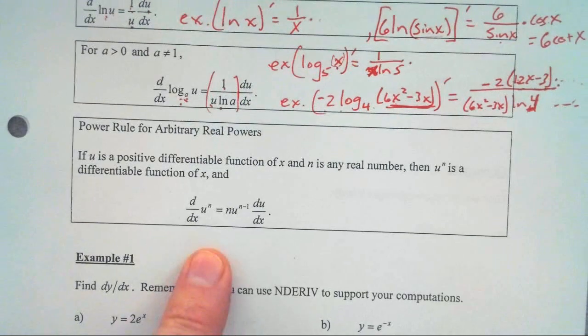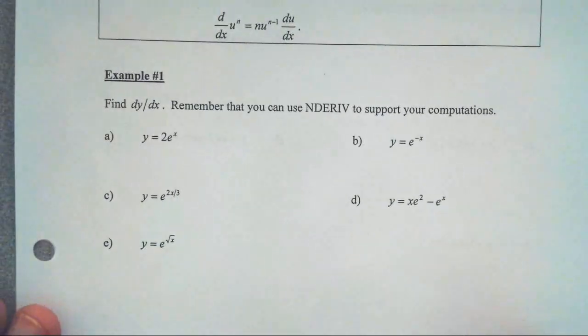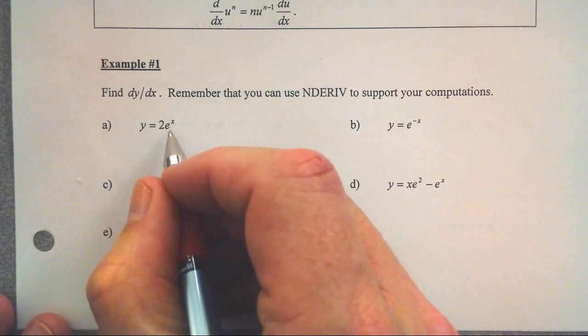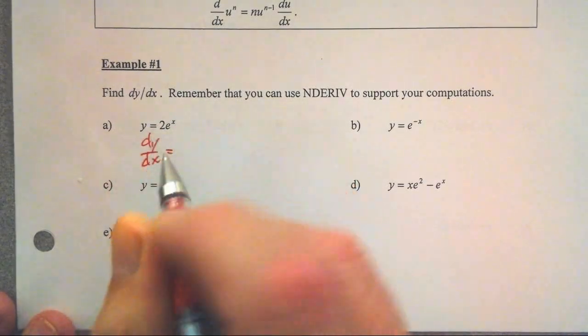Okay, nothing new here. This is just our power rule, no big deal. All right, let's take a look at some examples. Find dy dx. Remember, you can use n-derive to support your computations. We may talk about that in class. Okay, y equals 2e to the x. So we want dy dx.